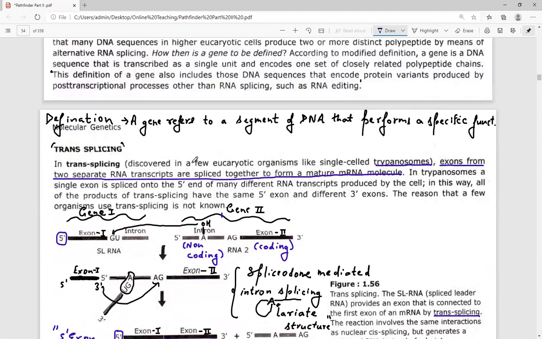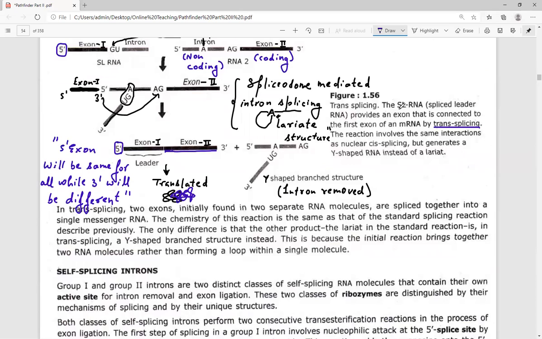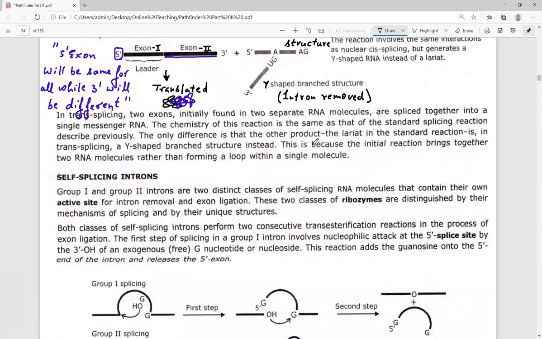See, it occurs in a specialized RNA called SL RNA. Spliced leader RNA molecule provides an exon that is connected to the first exon of a mature mRNA, and the splicing is referred to as trans splicing. Okay. So this is the Y-shaped lariat that is being produced.